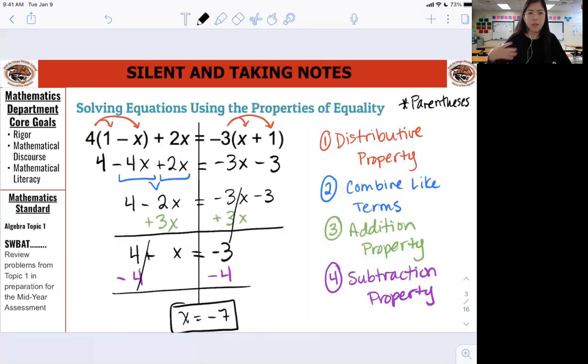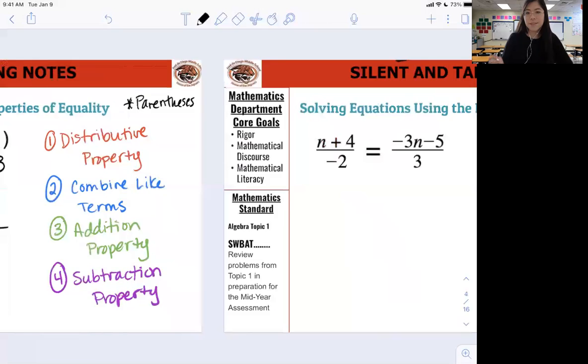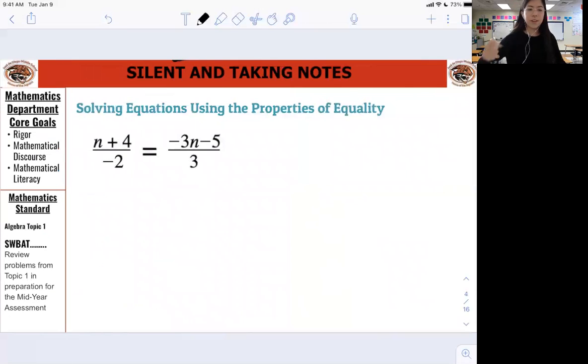But this is just a good review of everything that we've learned in this topic. So, of course, I got to do a fraction. And we're going to do quite a few. We're going to do about 2 more fraction problems.